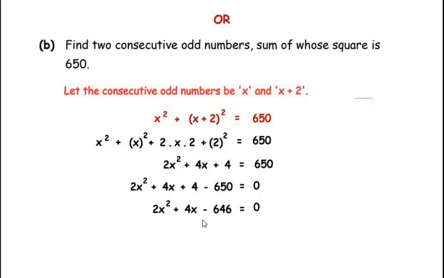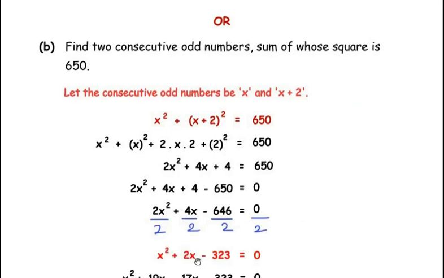Now all these terms are divisible by 2. That is, we can divide 2x square by 2, plus 4x by 2, and minus 646 by 2, and 0 also by 2. So the simplified equation we get here is x square plus 2x minus 323 equal to 0.